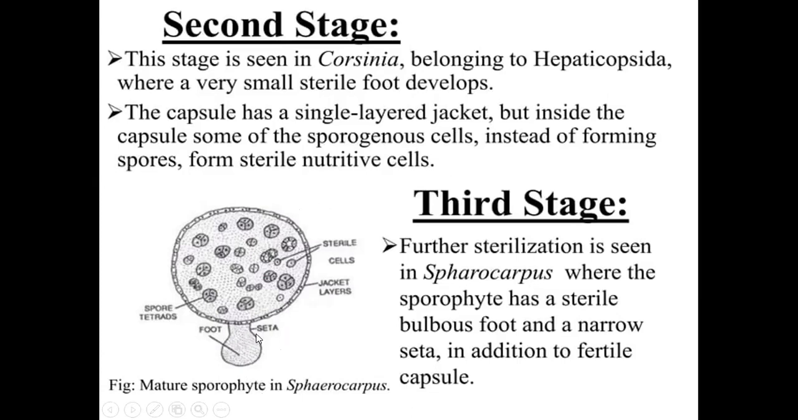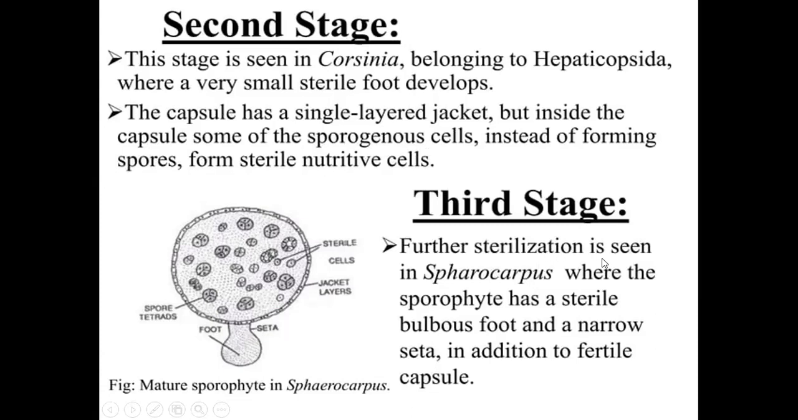A small, not even highly developed, sterile foot develops. The capsule is surrounded by a single layer of jacket. But inside the capsule, some of the sporogenous cells, instead of forming spores, form sterile nutritive cells. That is, the complete sporogenous tissue is not developing into spores. Only a few cells of this sporogenous tissue will form spores. The remaining tissue will be nutritive in value. So a very small foot development is seen in the second stage of the evolution.